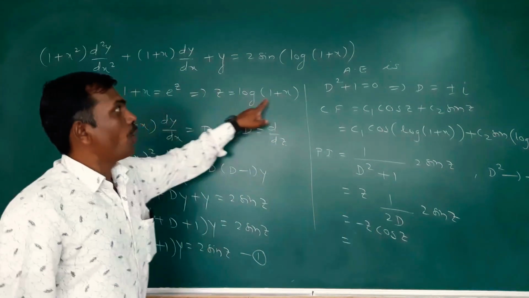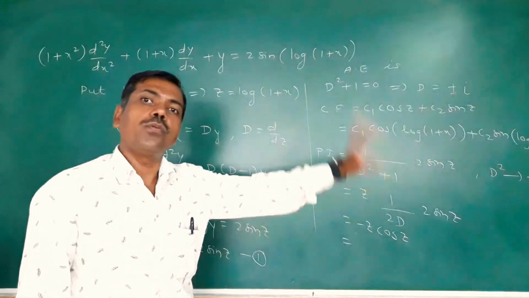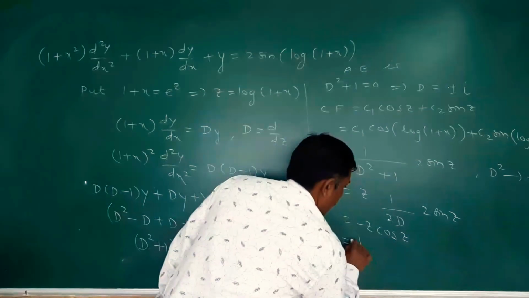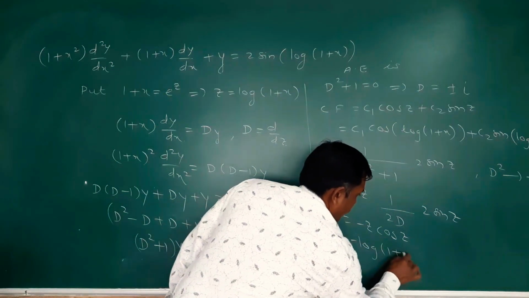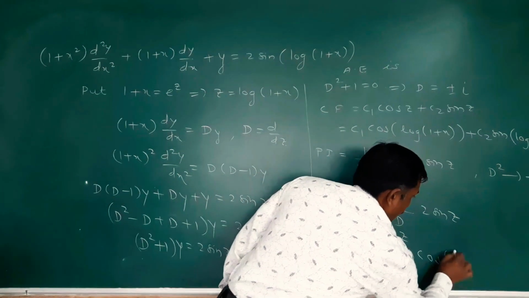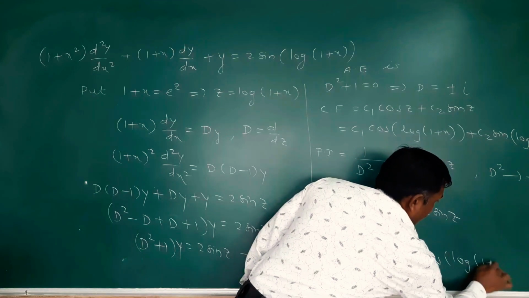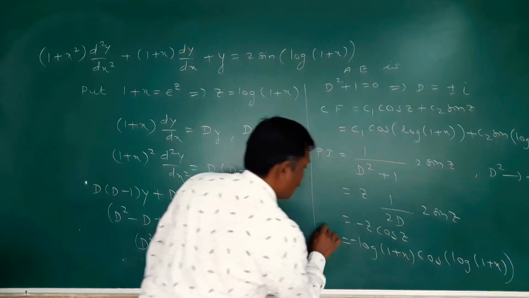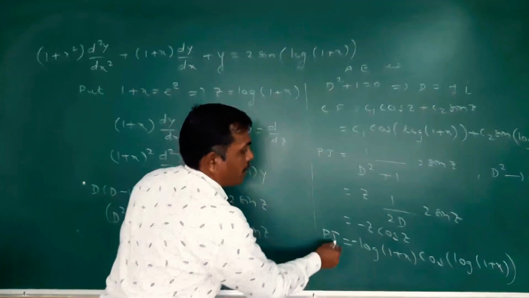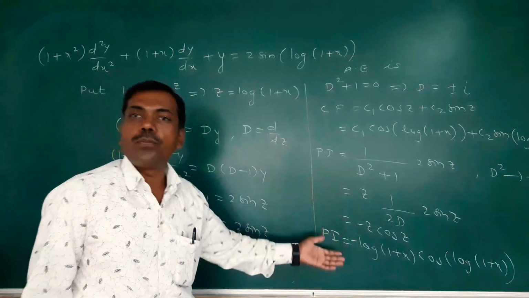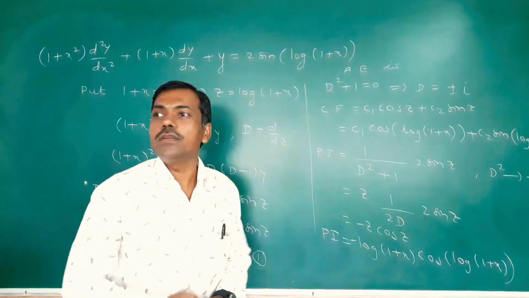Minus z cos z means minus log of 1 plus x into cos of log of 1 plus x. Right? So this is your value of P.I. So we have solved C.F. and P.I. You combine them and write down the answer y.